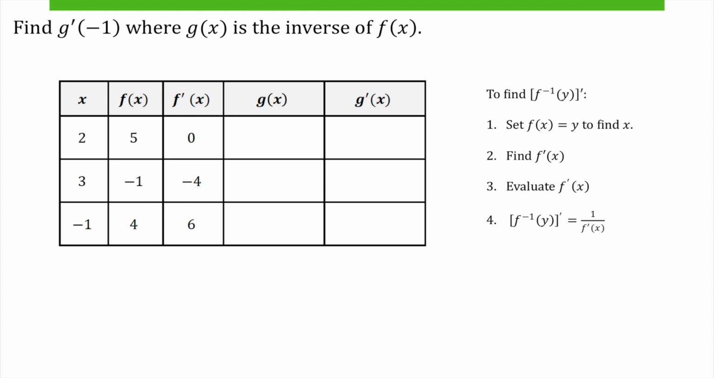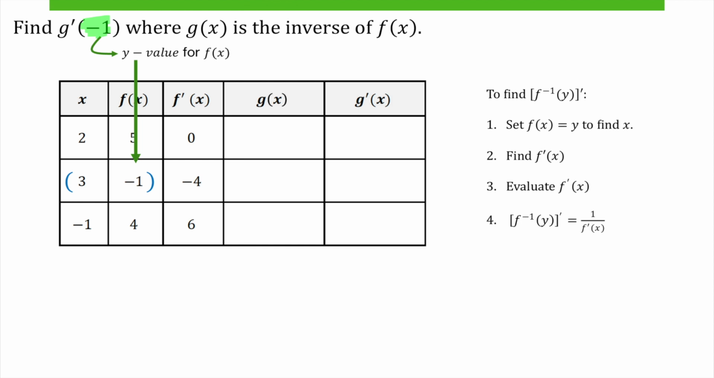Let's see what it looks like in the form of a table, because it might clarify something. Find g prime of -1 if g of x is the inverse of f of x. So we need to find the slope of the inverse at -1. Well, that -1 is the y value for f of x. So that's here, which means on our function, we're sitting at the point (3, -1).